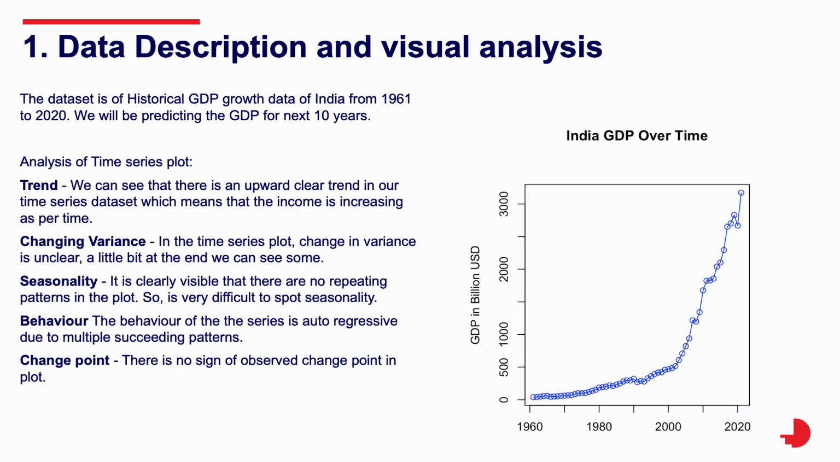As we can see from this time series plot, there is a clear upward trend, which means that the GDP is increasing over time. The change in variance is very unclear. There is no seasonality, as we cannot see any repeating patterns. The behavior of the series is also autoregressive, and there is no sign of a change point in the plot.